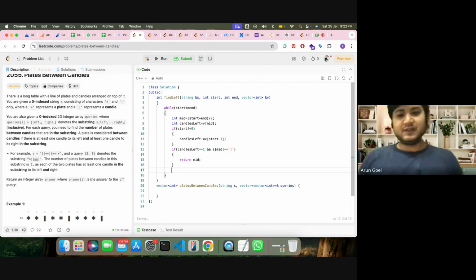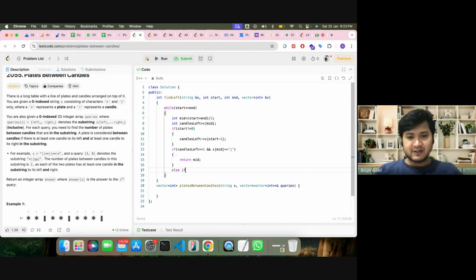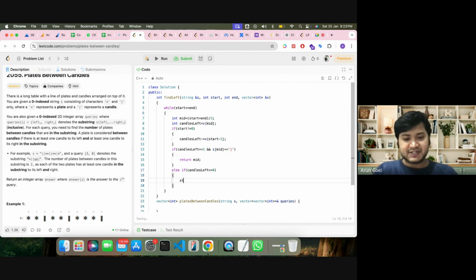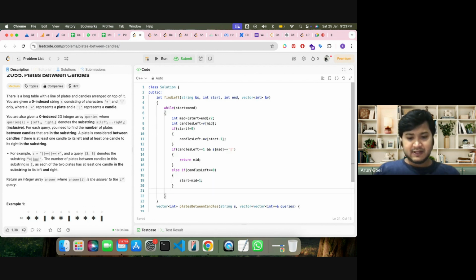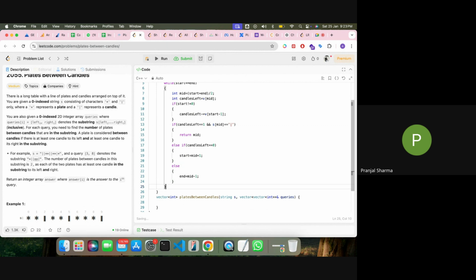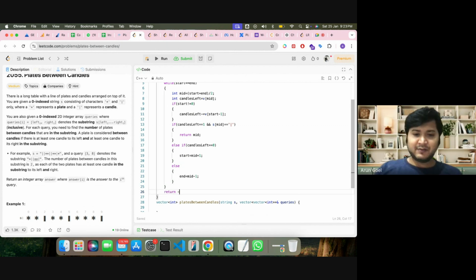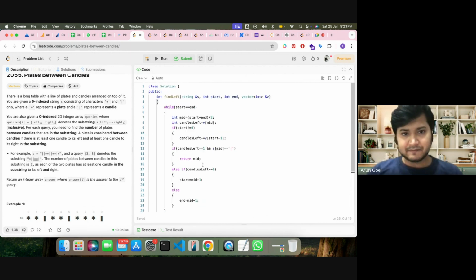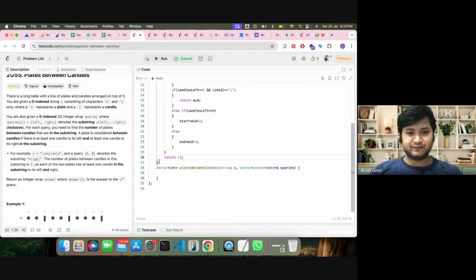Else if, let us say, candles left is equals to 0, then my start becomes mid plus 1. Else my end becomes mid minus 1. Perfect. Right. Otherwise return minus 1. ठीक है? चलो.